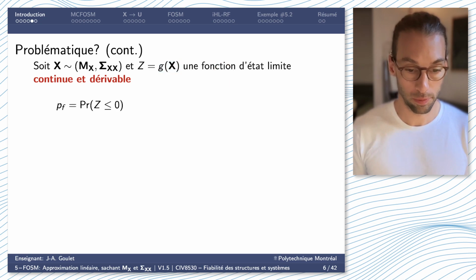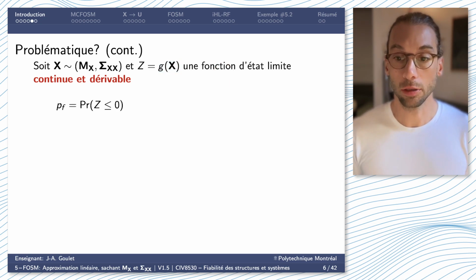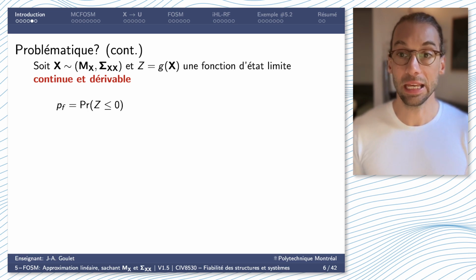So here what we want to model with our function is the probability that Z is less than or equal to 0.